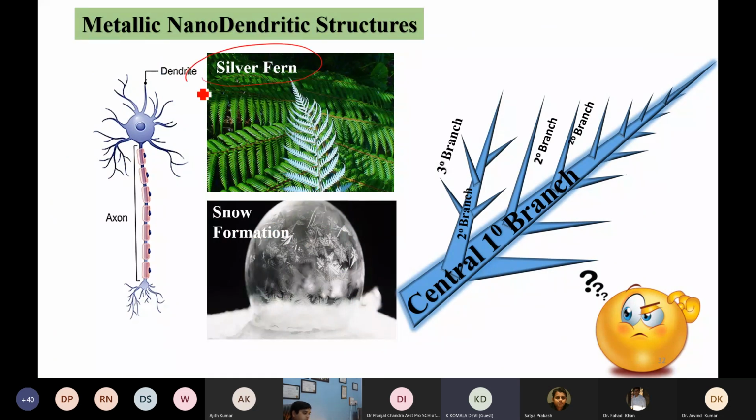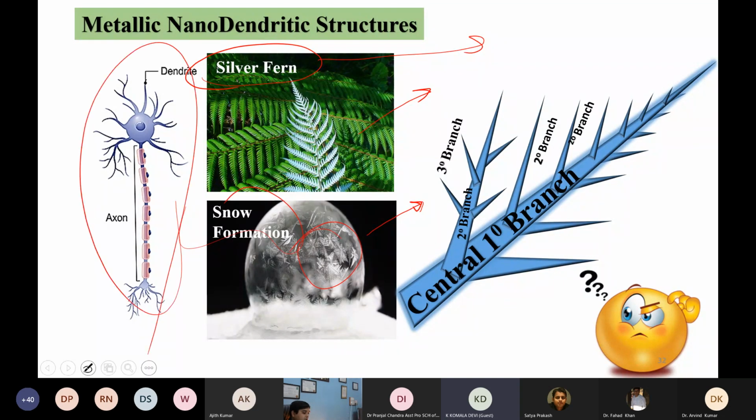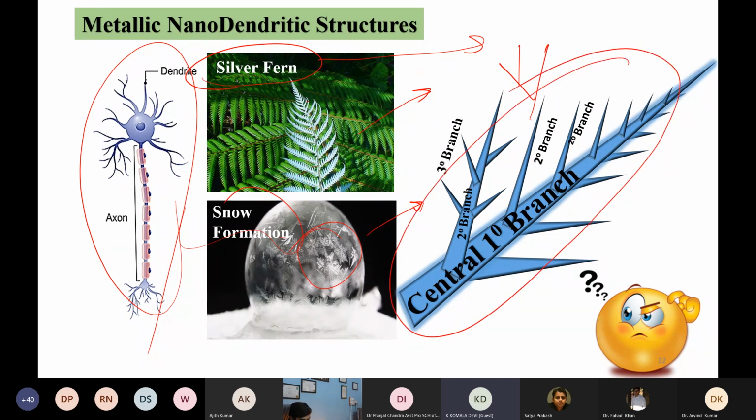This is fun. I'm sure everybody sitting in this meeting knows this particular structure. This is a defined pattern. If you take ice and put a hammer on it, you will get this kind of structure. This is called snow formation, which everybody knows. That's neuronal cells. We can make these structures on the chip as well. There is a central branch, secondary and tertiary branches, or maybe even more. This type of structure we have fabricated in my lab.